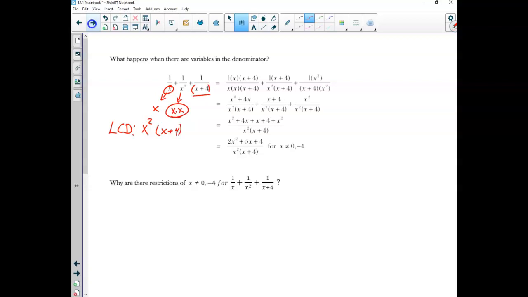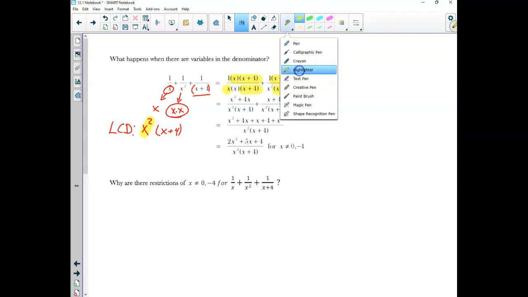So what did I do? Well, I came to the first one and I said, hey, that needs an x and it needs the x plus 4. So that's why I multiplied top and bottom by that. The second one had the x squared. It needed the x plus 4. And the last one had the x plus 4, but it needed the x squared here. So that's why I multiplied that by x squared over x squared.